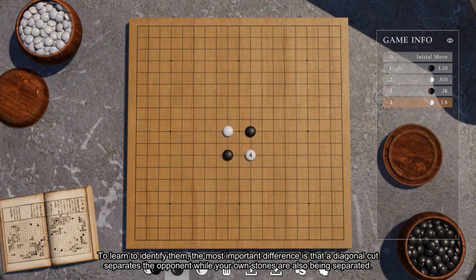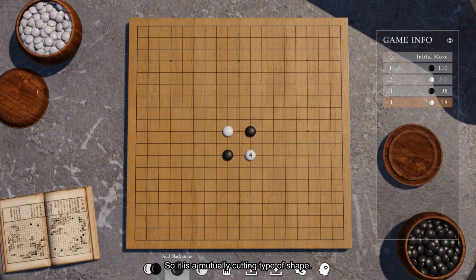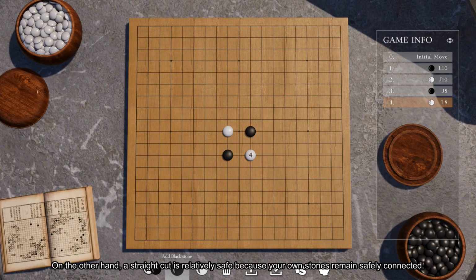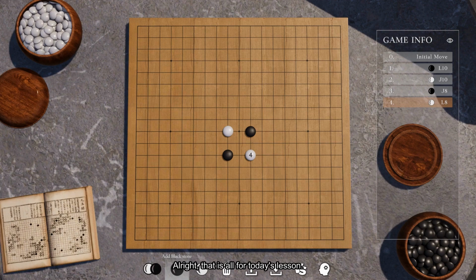To learn to identify them, the most important difference is that a diagonal cut separates the opponent, while your own stones are also being separated. So it is a mutually cutting type of shape. On the other hand, a straight cut is relatively safe because your own stones remain safely connected. Therefore, a straight cut is often much more severe than a diagonal cut. Alright, that is all for today's lesson.